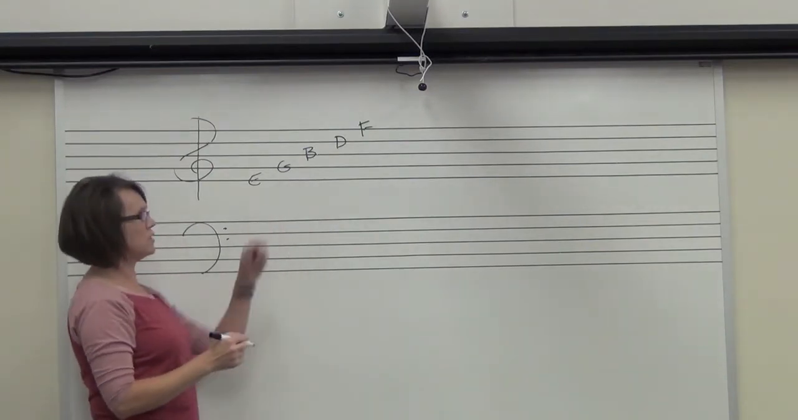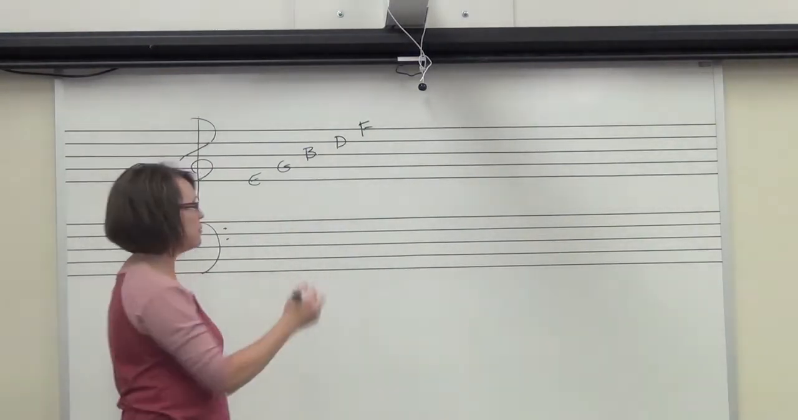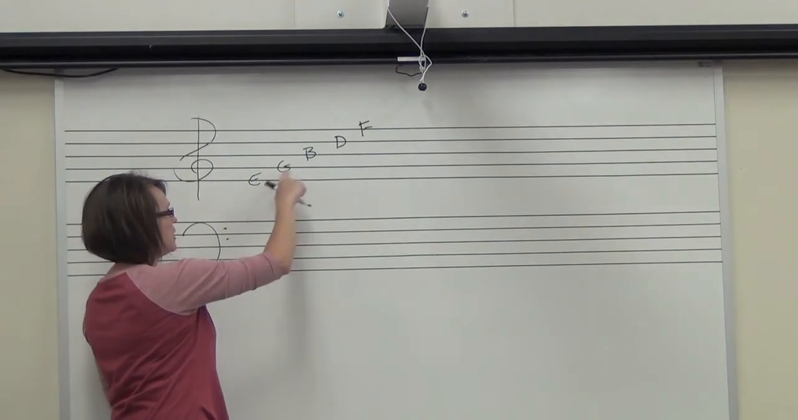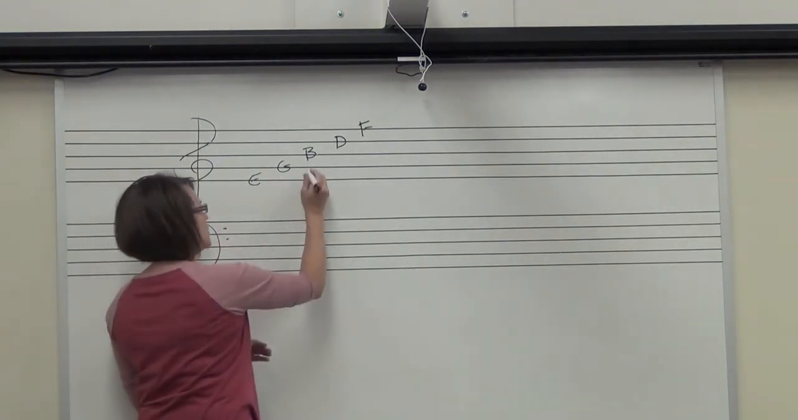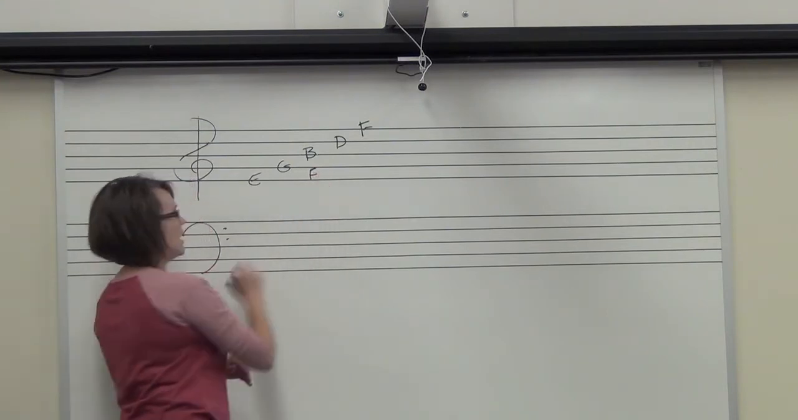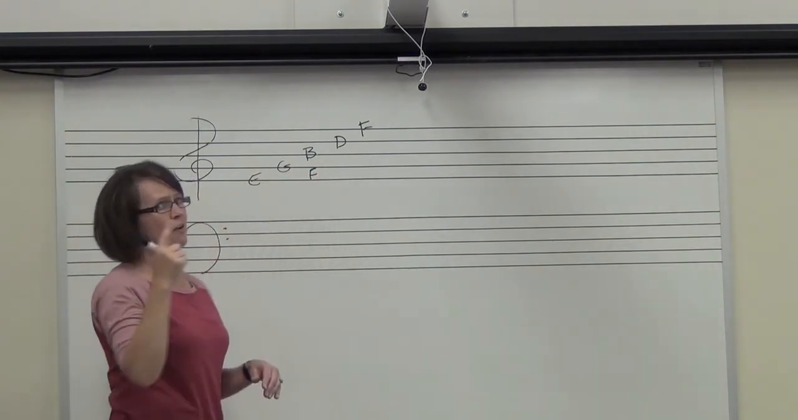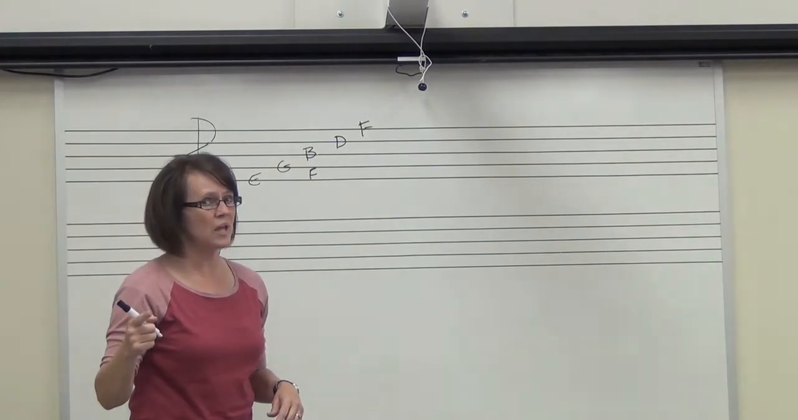Now, what comes in between those? Well, we're just going to fill in the musical alphabet. So what comes in between E and G? Well, A, B, C, D, E, F. Yes, F goes in between in the space. What comes after G? Well, after G in the musical alphabet, it doesn't go to H.